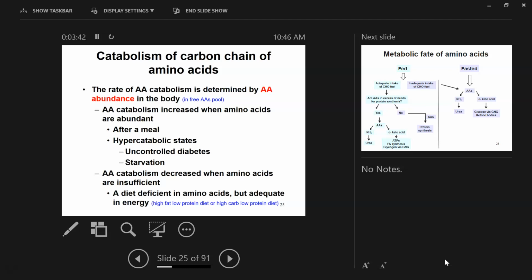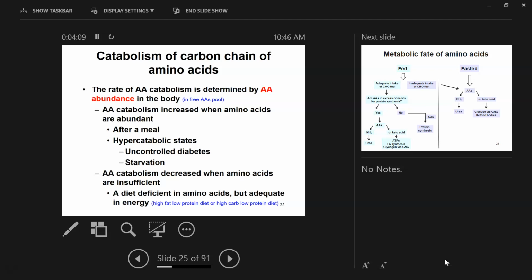Amino acid catabolism increases when amino acids are abundant, for example after a meal, when we have absorbed a lot of amino acids from the diet. Under this condition, amino acid catabolism is increased. And also under a hypercatabolic state, for example uncontrolled diabetes, for some reason lots of protein is released from body tissues into the circulation or the free amino acid pool, and also under starvation, right?